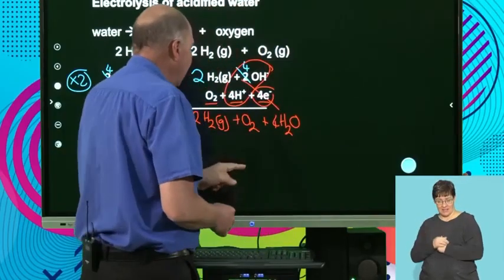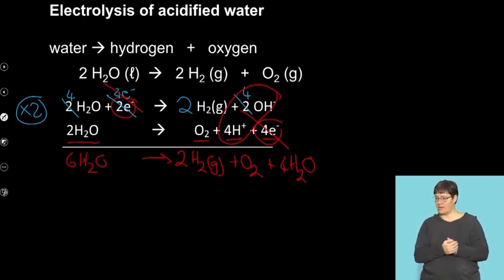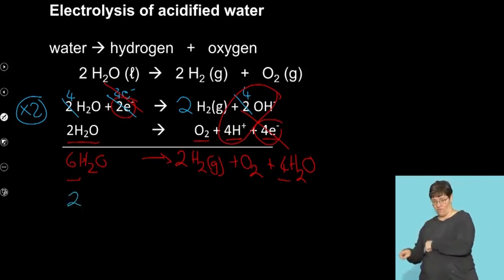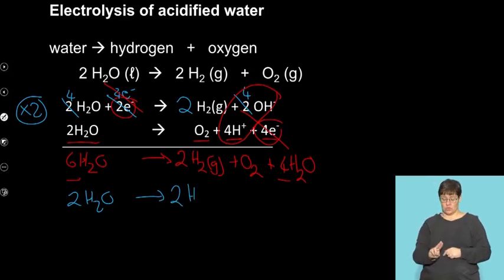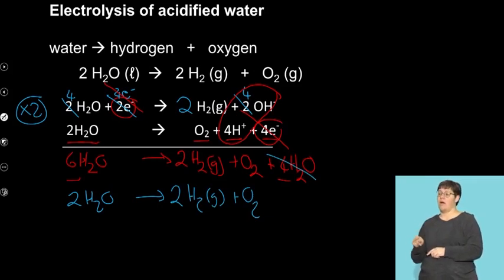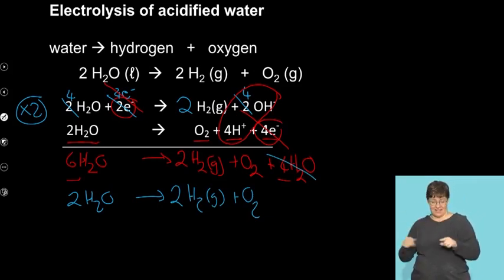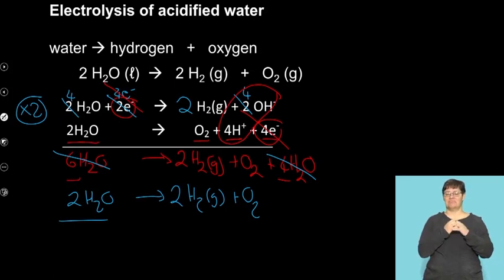Add those together now, and look what happens. We've got an imbalance. We've got 4 on this side and 6 on that side. And if you remember in your maths, what you do to the one side, you do to the other side. So I'm going to subtract the 4 from both sides, and I'm going to get 2H2O going to 2H2 gas plus O2. And so that's how I end up with the same reaction using the standard reduction potential table.